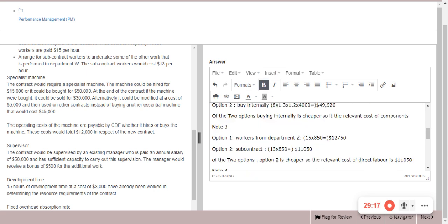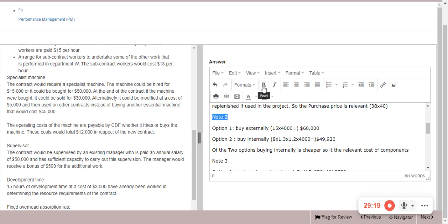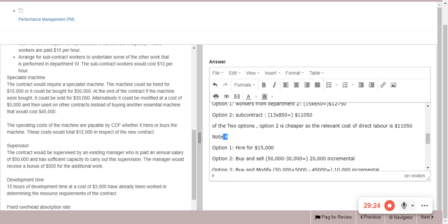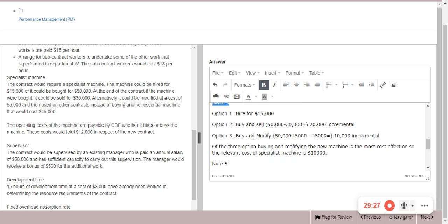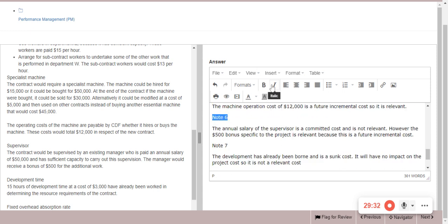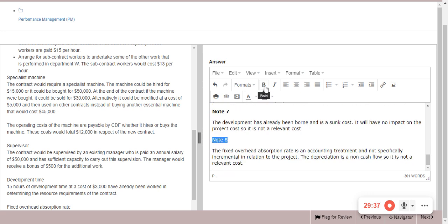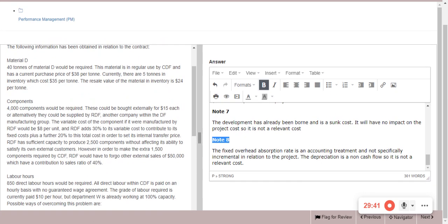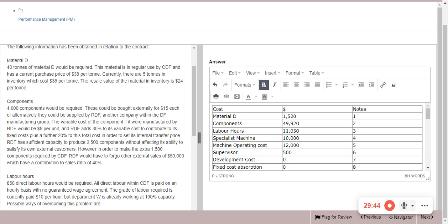So let's beautify this because we have more than enough time. Okay. So see, when we're doing relevant costing, we have to basically calculate, of course, but we definitely also have to explain why we have taken a cost or not taken a cost. All right. So that's that.